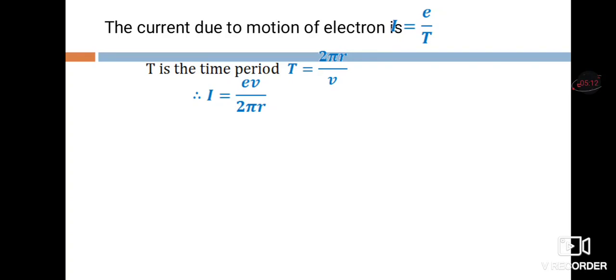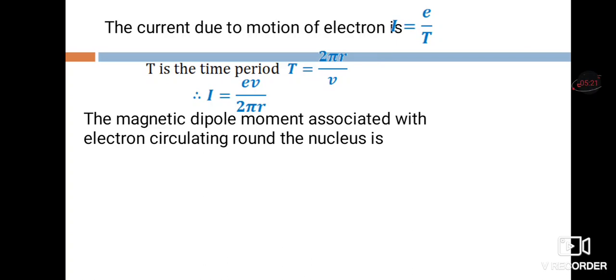2 pi r divided by v. Therefore, I is equal to, substituting the value, ev divided by 2 pi r. Then the magnetic dipole moment which is associated with the electron which is circulating around the nucleus.